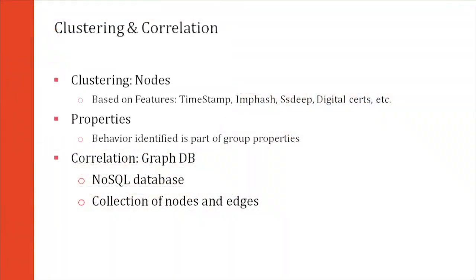Correlation. Once we have the information, we need to exploit it. How? Via what is called GraphDB. Basically, you don't want to use a relational database because what you want to know is how you can connect the dots, and relational databases are not designed to do that. That's why it's very recommended to use GraphDB. It is a NoSQL database, and it is just a collection of nodes and hashes.